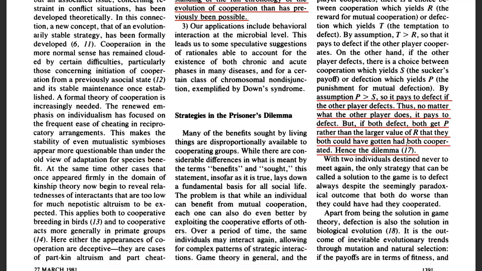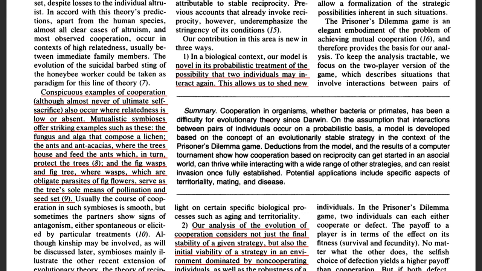So how do we solve this dilemma? They introduced a new perspective here. In a biological context, our model is novel in its probabilistic treatment of the possibility that two individuals may interact again. If you are playing this prisoner's dilemma only once, then it's always better to defect. But if you will encounter the same organism again and again, then it turns out that cooperation is better because there is a chance of building trust between you two. Do you understand the point?